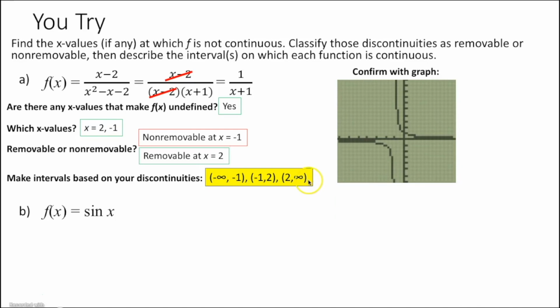And then from 2 to infinity, we are then continuous. Okay? And you can confirm this with your graphing calculator, and you see that at x is equal to negative 1, we have a vertical asymptote. You cannot really see what the point looks like at x is equal to 2, but I assure you there is a hole at x is equal to 2.